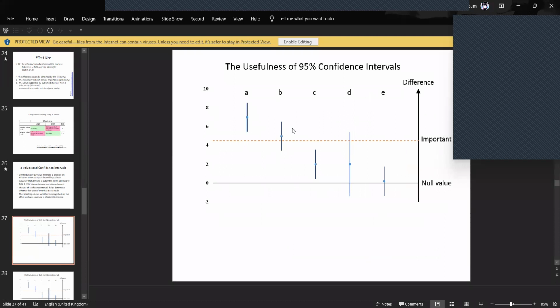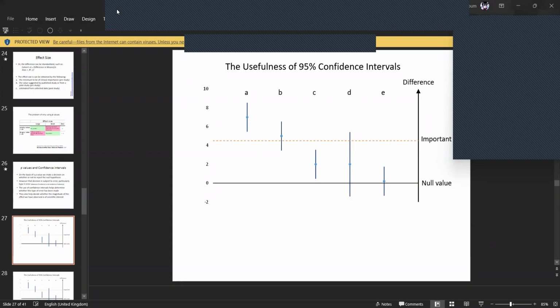All right. So here we have a bunch of confidence intervals, right? And we've drawn two lines. Now, importance is the line of our effect size, okay? And then we have the null value, which is the true population mean. If the confidence interval crosses the null value, or crosses the true population mean, then it's not statistically significant. Okay, so we have a bunch of examples here, and we're just going to go through them one by one.